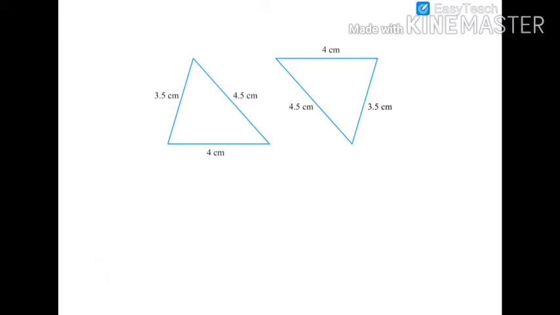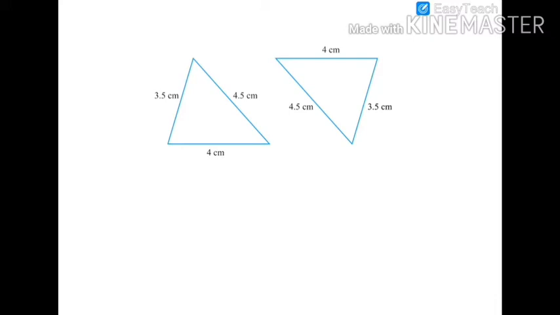Recall that in the very first video we also saw that if all 3 angles of a triangle are equal to the corresponding angles of another triangle, then this does not necessarily mean that they are congruent, because it is possible to draw triangles of different sizes having the same angle measures in all these triangles.